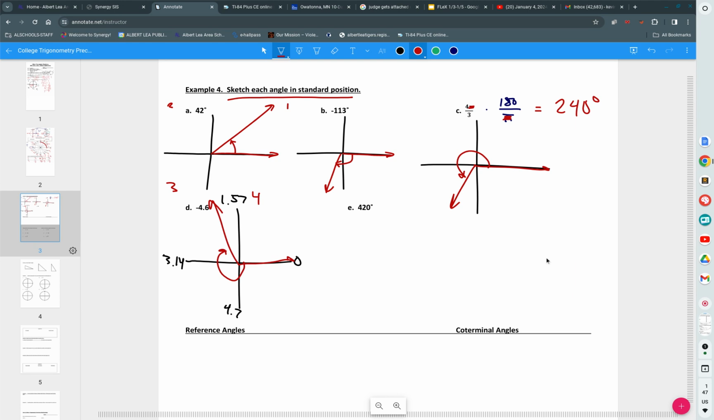And finally, what's different about the last one? It's bigger than 360. How much bigger than 360 is it? 60 degrees more than 360. So if I draw my angle, I can draw a 60-degree angle here. But as I show my turn, I'm going to go around the circle more than once.